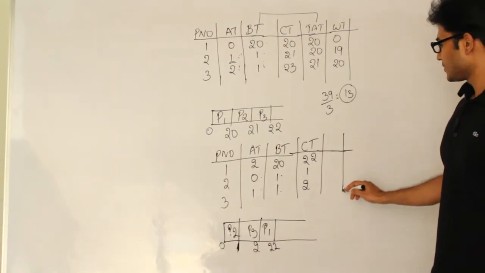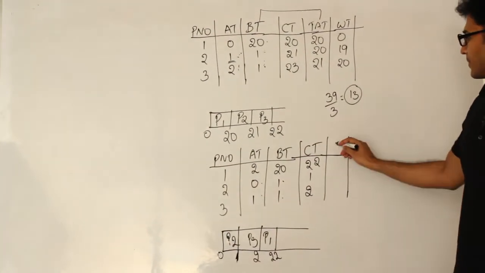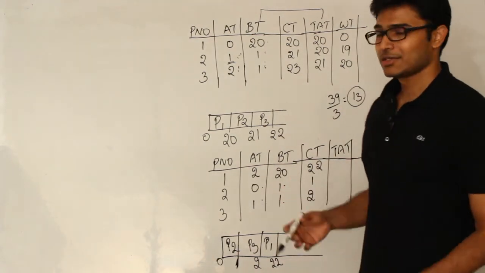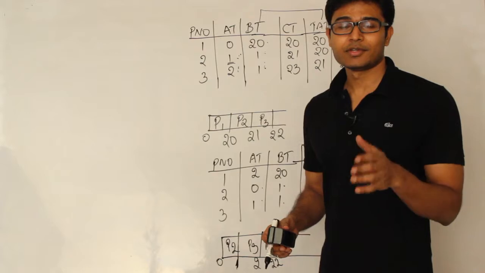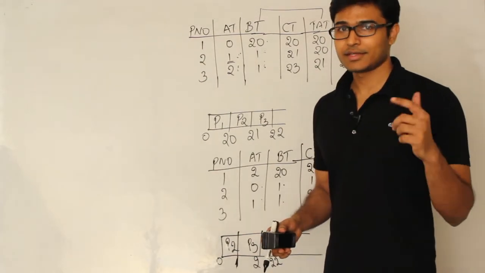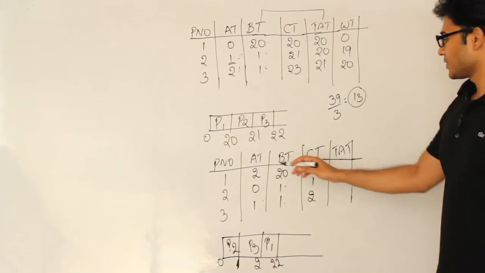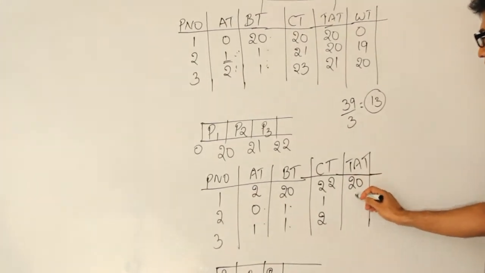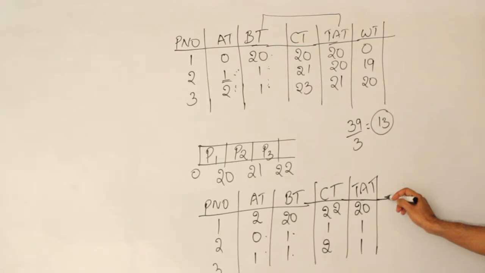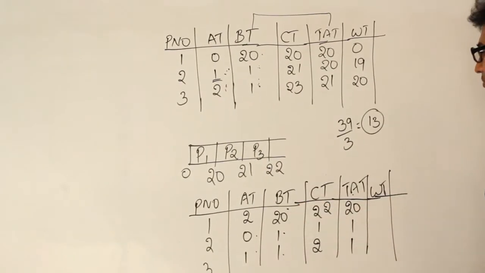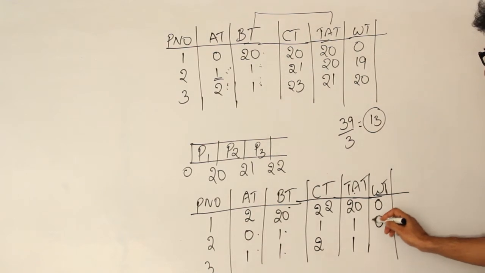And completion time will always be greater than arrival time as well, because a process cannot get finished before it arrives. Therefore completion time is always greater than burst time as well as arrival time. Now turnaround time is the difference between these two, which is 20 here, 1 here, and 1 here, right? Then what is the waiting time? Waiting time is turnaround time minus burst time, which is 0, 0 and 0.